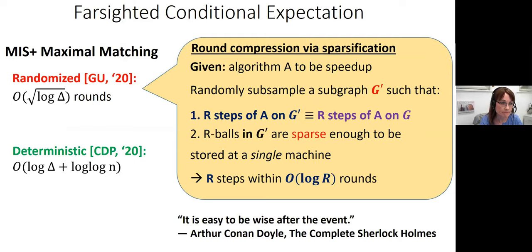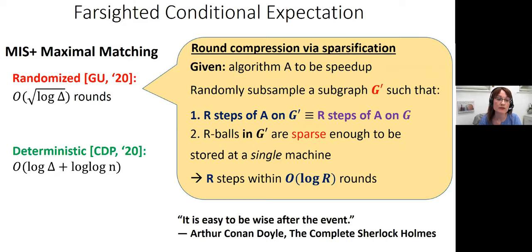When we move on to the second gap that we have for MIS and maximal matching, here we have a very nice square root log delta round algorithm, for example, by Ghaffari and Uitto. And this algorithm is based on round compression. But all these round compression algorithms are based on the following thing. Let's sparsify the graph in a way that if we let the standard algorithm work only on the sparsified graph, at least for our rounds, the algorithm is going to make some progress, okay?